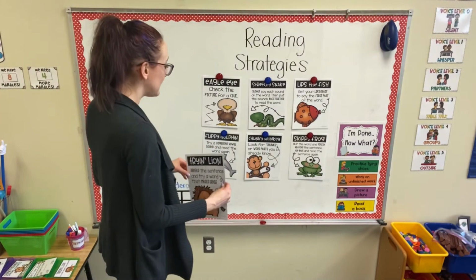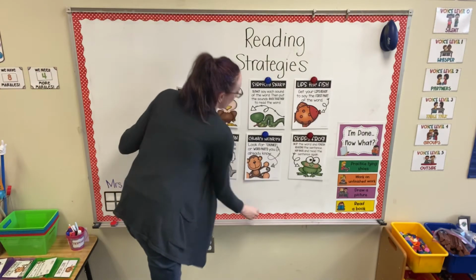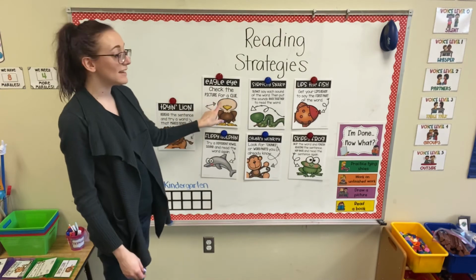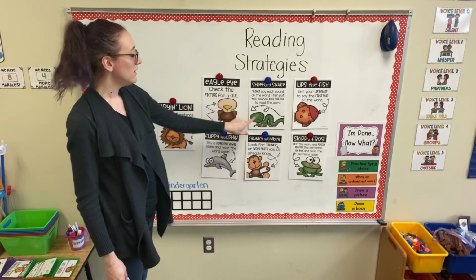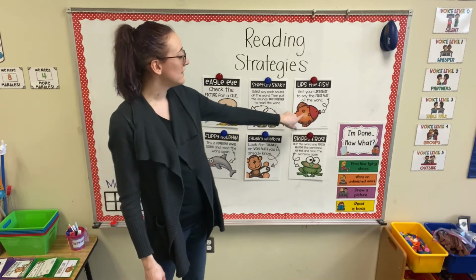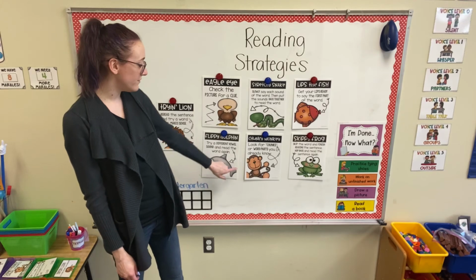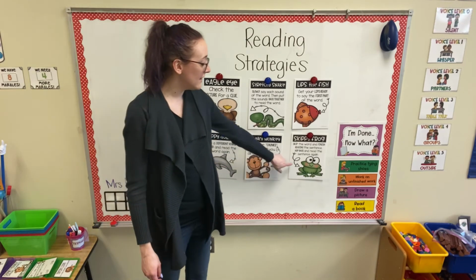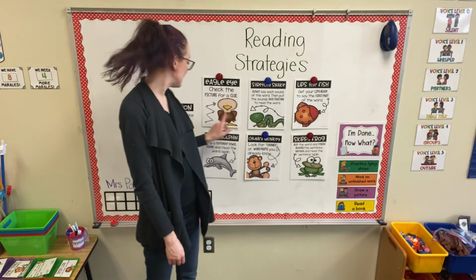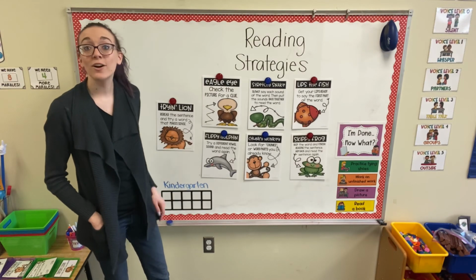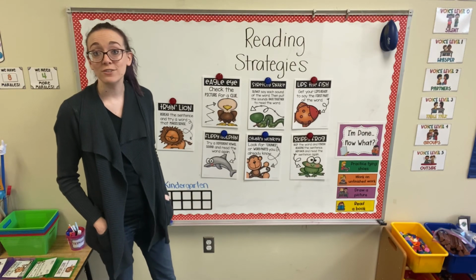So let's take a peek at them all again, and I'm going to put Trying Lion over here because I'm out of space. Oh boy. So we've got Eagle Eye, Stretchy Snake, Lips the Fish, Flippy Dolphin, Chunky Monkey, Skippy Frog, and last but not least, Trying Lion. Kindergarten, I hope that helps you as you come to a word that you don't know as you read.